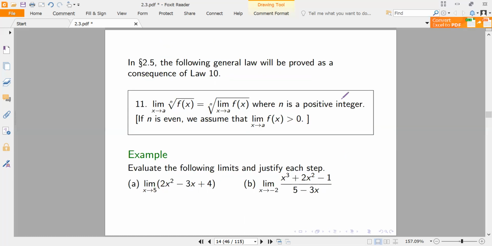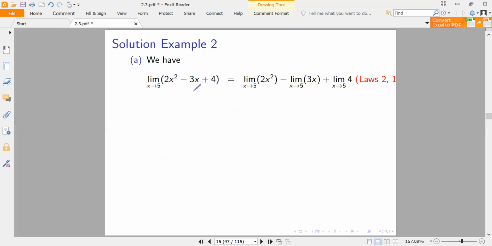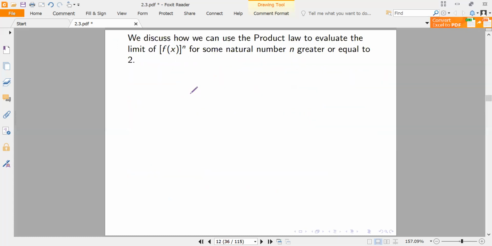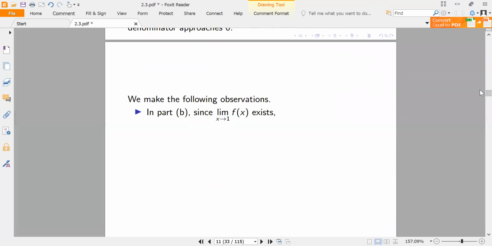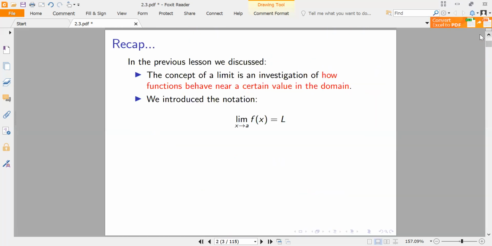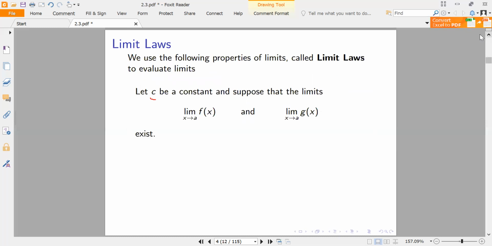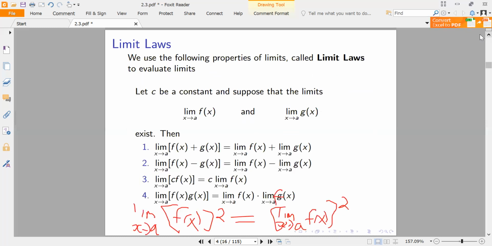Let's look at number A. We have a quadratic function there, a parabola. So we want to evaluate. According to that, I remember that first law, the summation of functions. Maybe let me just run quickly through those rules.